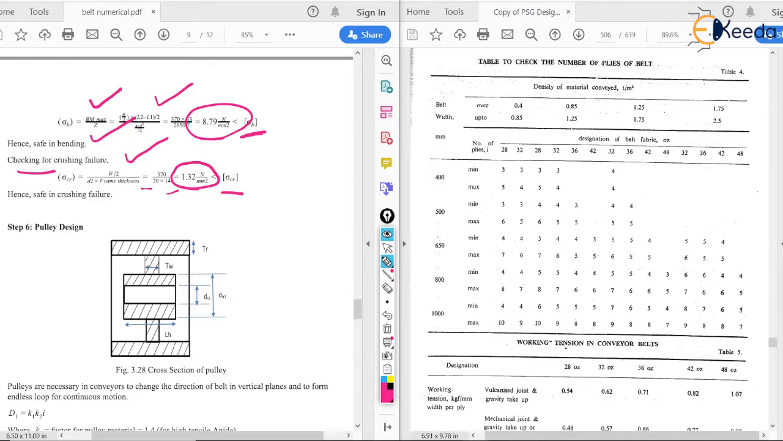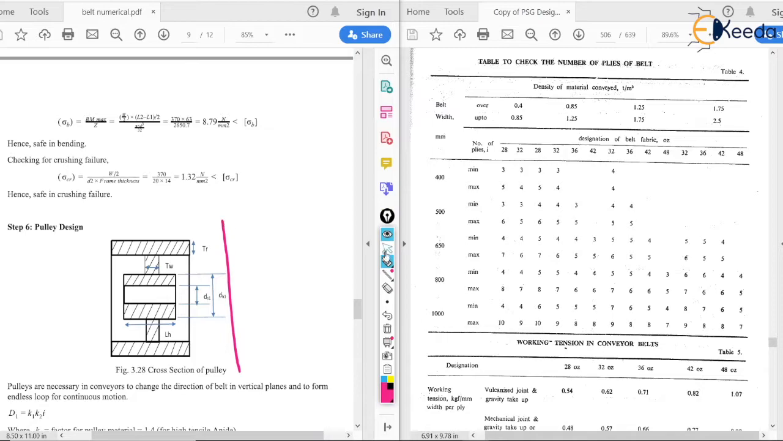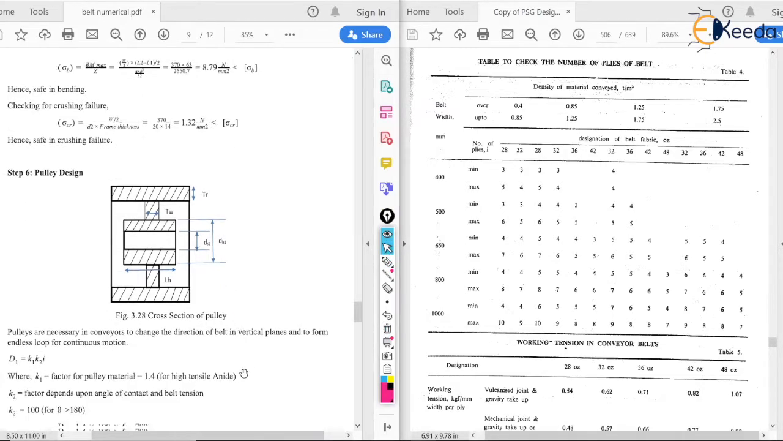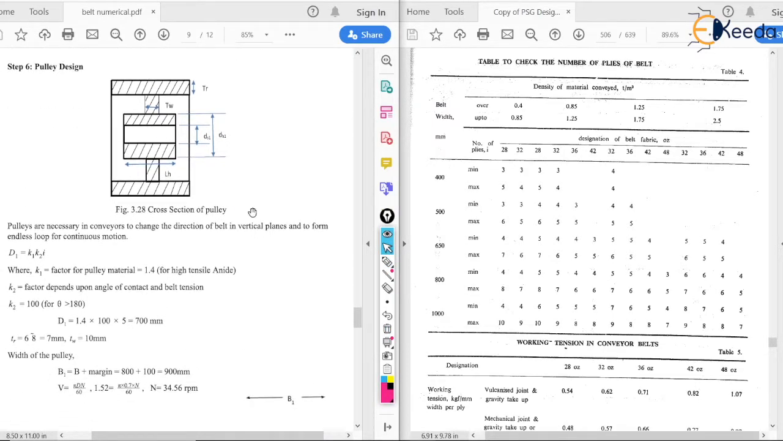Now as you can see here, 1.32 is lesser than the permissible value, so again it is safe against crushing failure. So this was up to step number 5, the axle design. Now let's move to the pulley design.